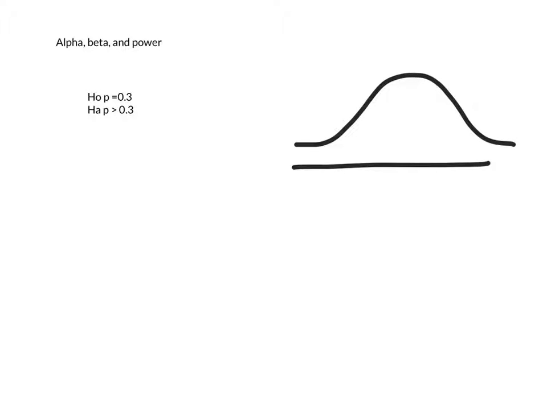In this video, we'll be looking at alpha and two new concepts, beta and power. So let's say we're doing a hypothesis test and we're trying to test to see if a proportion is 30% or if it's actually greater than 30%. So we run our test, and when we do, we get a p-value. And the p-value that we get is 0.001. That is a smaller p-value.